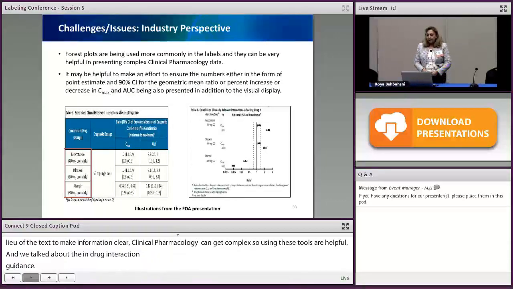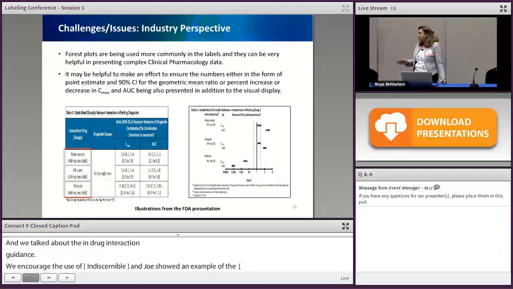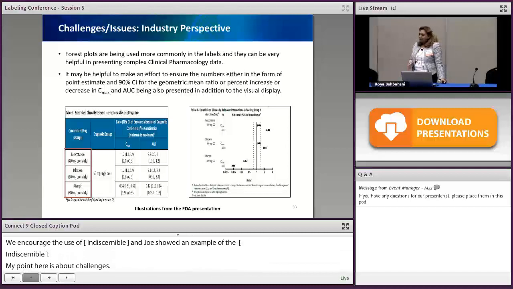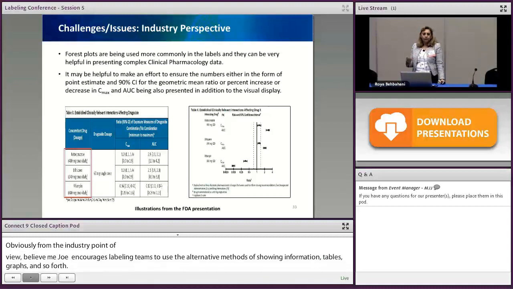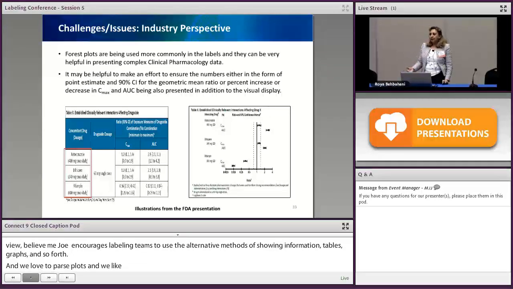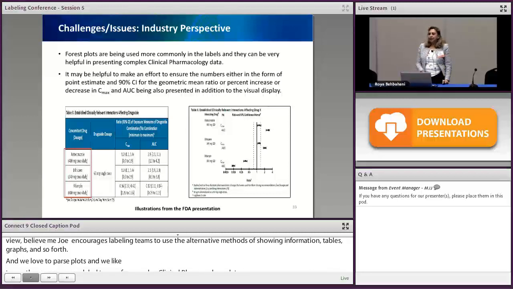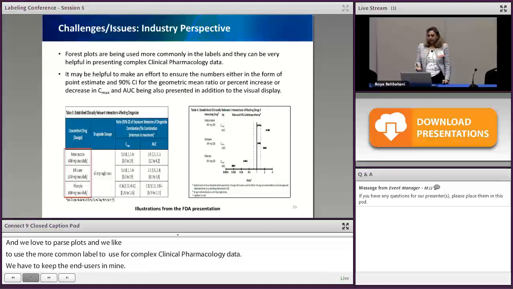But my point here is about the challenges. Obviously, from industry point of view, and believe me, Joe, we encourage the labeling teams to use the alternative methods of showing the information, the tables, graphs, and so forth. And we love the forest plot, and we would like it to be used more commonly in the label for complex clinical pharmacology data. But we also have to keep the end users in mind, the healthcare providers that are not clinical pharmacologists, and they may get overwhelmed by seeing the forest plot and not be sure how to read it.